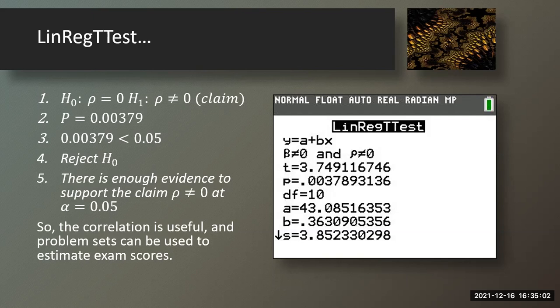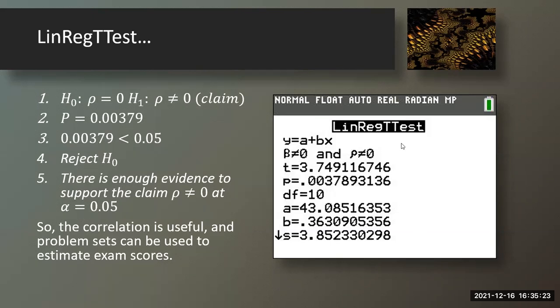So there's enough evidence to support the claim that rho is not equal to 0 at the alpha equals 0.05 level of significance. That means the correlation is useful and the problem sets can be used to estimate exam scores. And that's where I'll need the rest of that data.